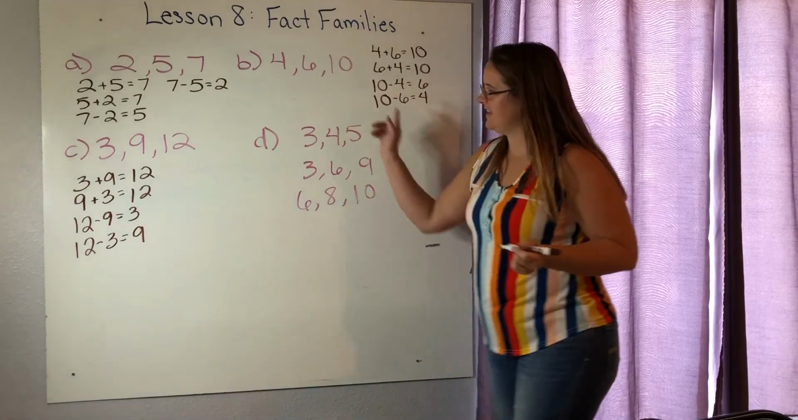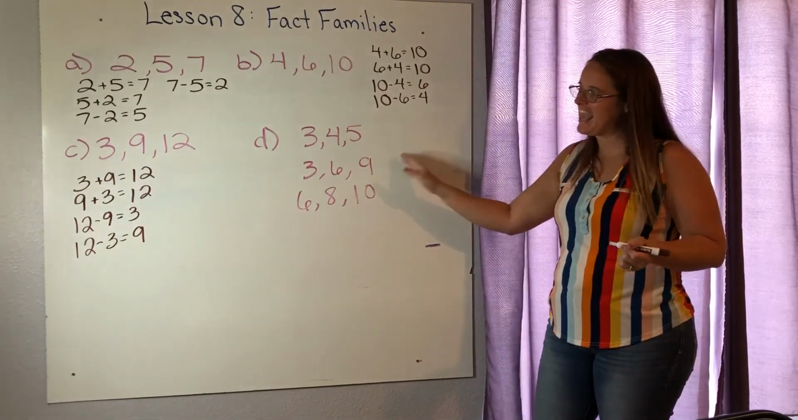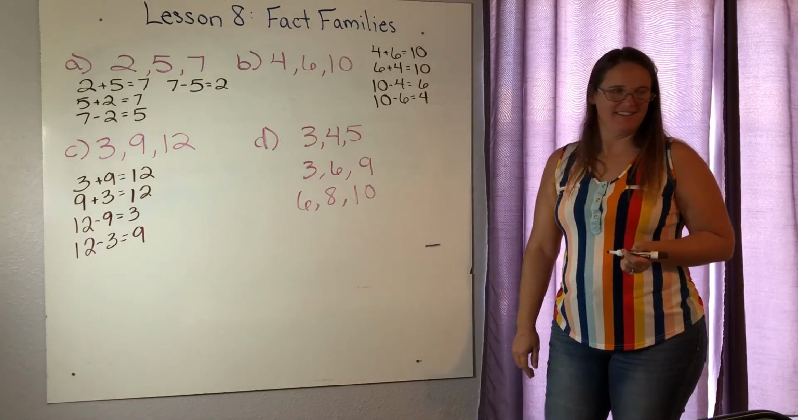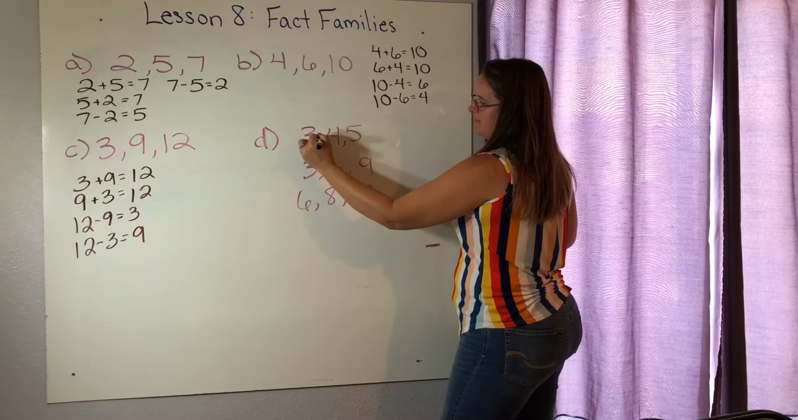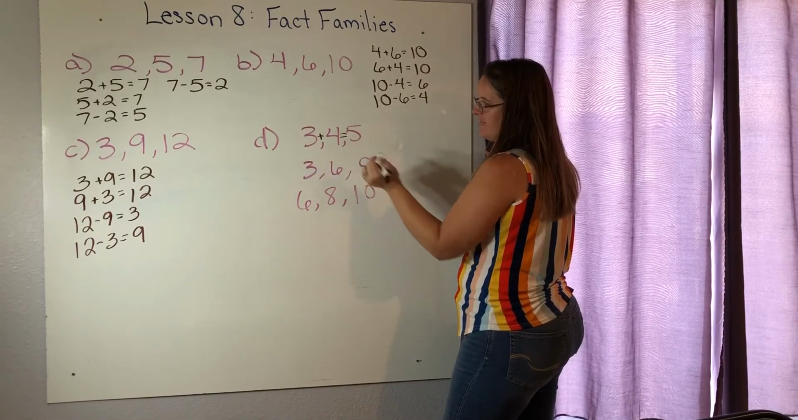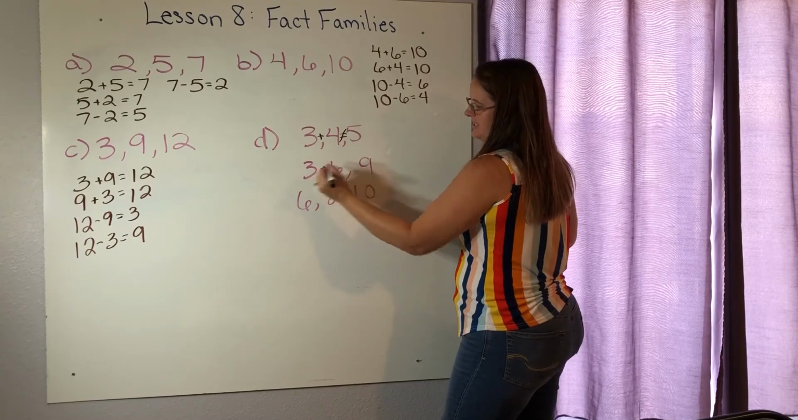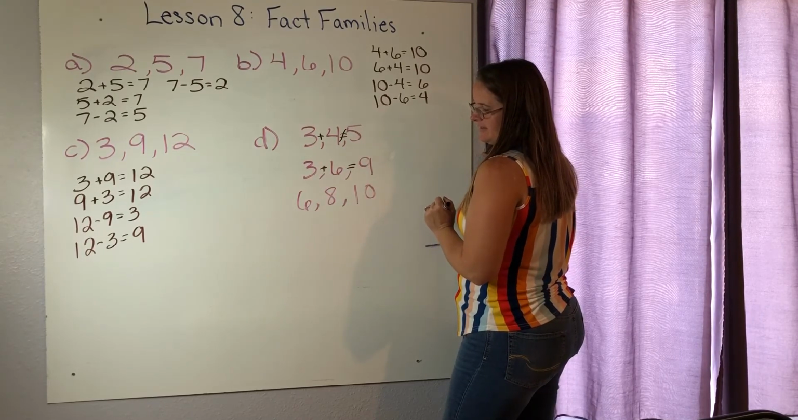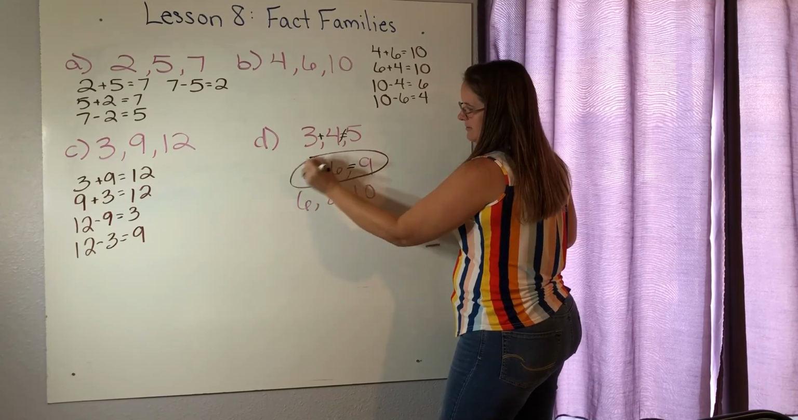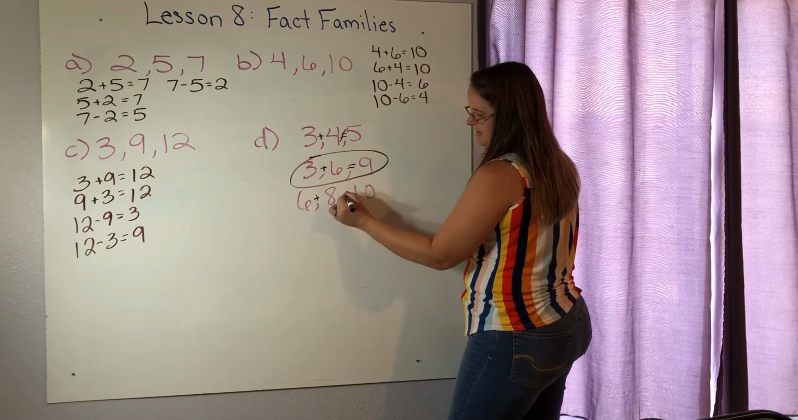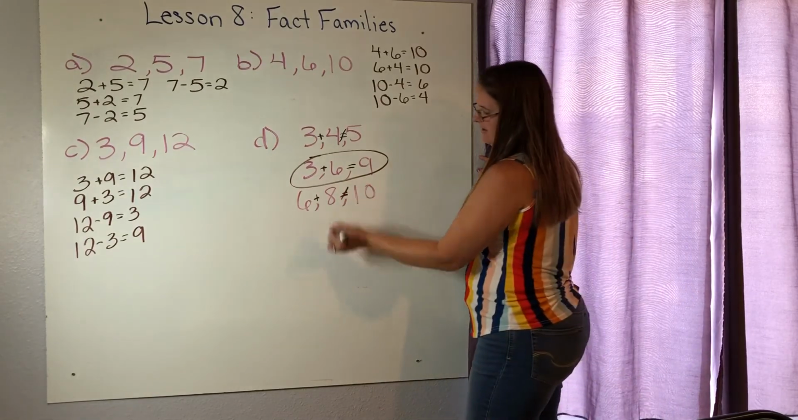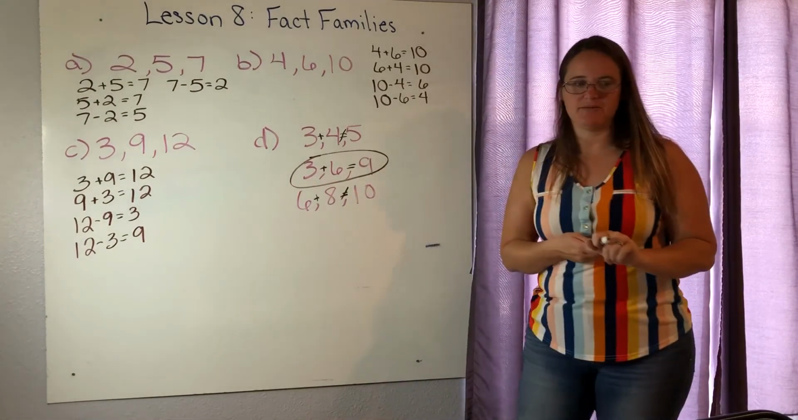You got it. And then take a look at these. Which one of these can be used to make a fact family? We can check them out by adding the first 2 numbers and seeing if it equals the third. Can 3 plus 4 equal 5? No. Can 3 plus 6 equal 9? Yes, so that one can make a fact family. Then we'll check this one just to make sure. Can 6 plus 8 equal 10? No. So just 3 plus 6 equals 9.